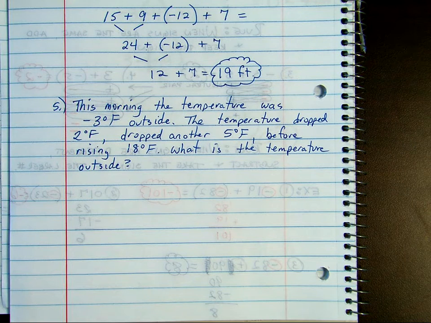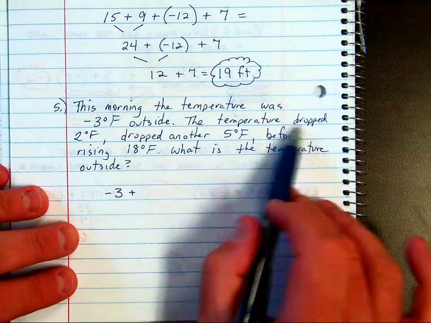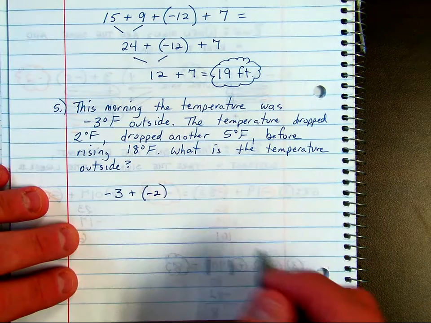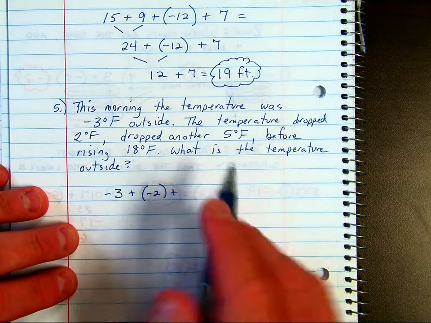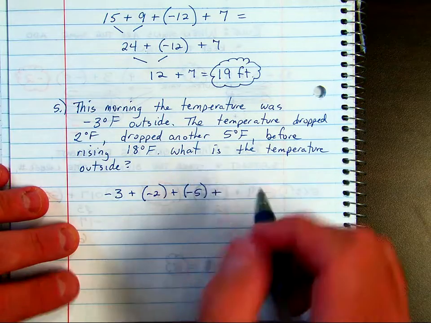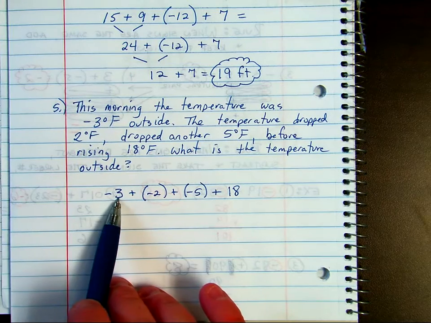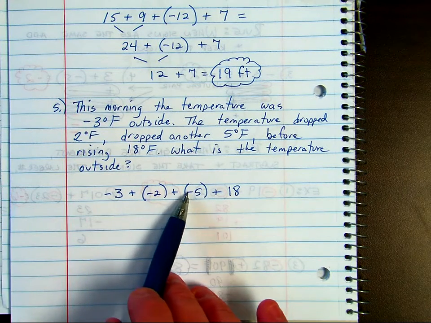Christian, 8 degrees. John? 8 degrees. Dustin? 8 degrees. Well, let's see. It's negative 3 out. The temperature dropped 2 degrees. Dropped 5 degrees. Rose 18 degrees. It's negative 3 out. Temperature dropped 2. Dropped 5. Rose 18.